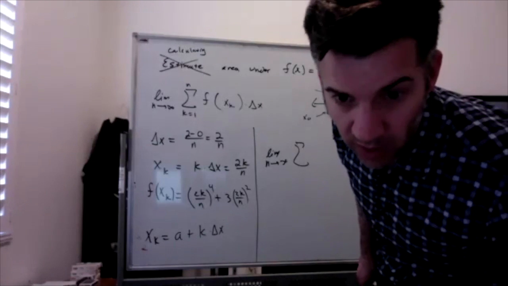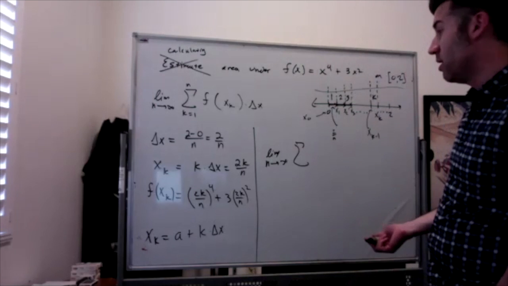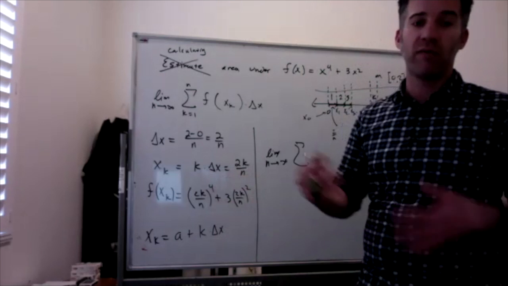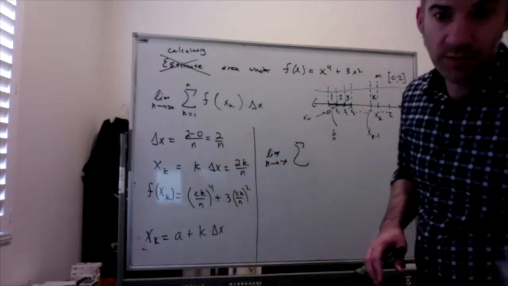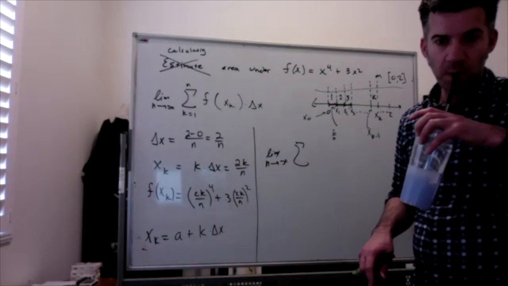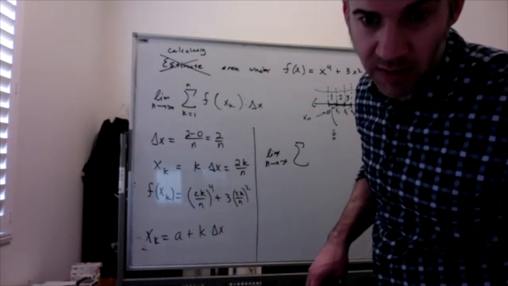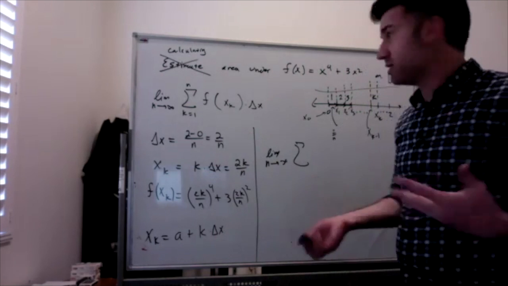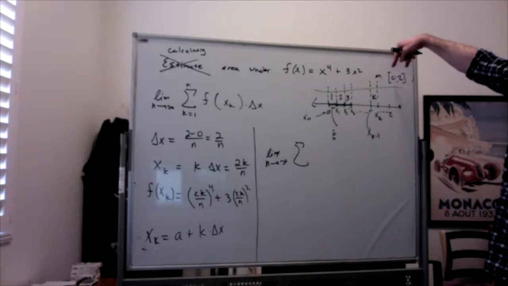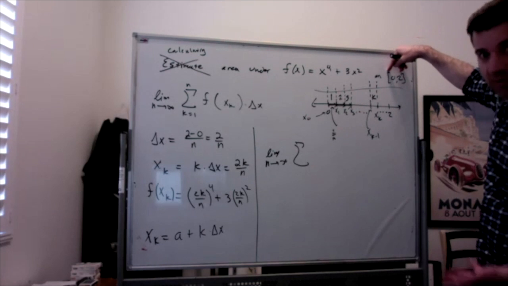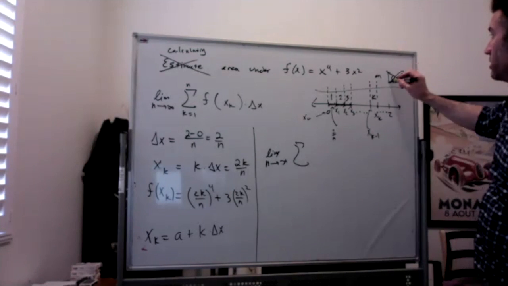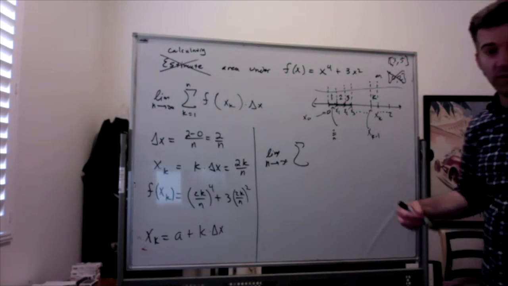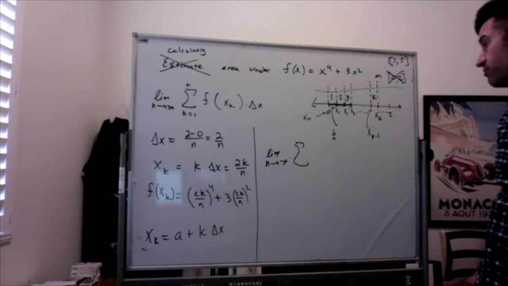So if we start at 1, it would be different. Yes, if we were to start at 1, our x sub k would be 1 plus 2k over n, assuming we were going from 1 to 3. Right, it depends on the interval, exactly. So a is not always going to be 0. Since the interval is from 0 to 2 in this problem, your a is 0. But if the interval was 3 to 5, then your a value would be 3. Exactly. Okay.